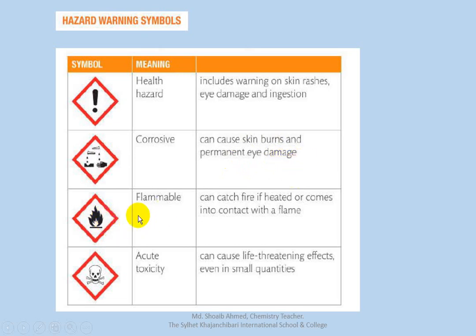This sign is flammable. It can catch fire easily if a heater comes in contact with flammable substances like methane and ethanol. They are flammable. Okay, now acute toxicity. This is a life-threatening effect, even in small quantity, like benzene, mercury, arsenic. This is the acute toxicity sign. These are the hazard warning symbols.